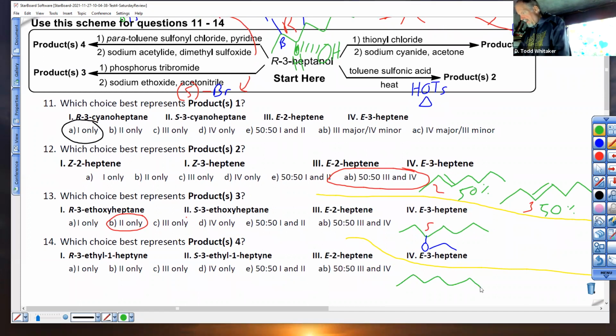Probably don't need to draw it. Probably figure it out. Not the nicest drawing there. It has to be S or else it's wrong. And S-3-heptyl-1-heptyne looks like it. 1, 2, 3, 4, 5, 6, 7. Yep, B only again. Oh, sorry, 2 only. S-3-heptyl-1-heptyne.